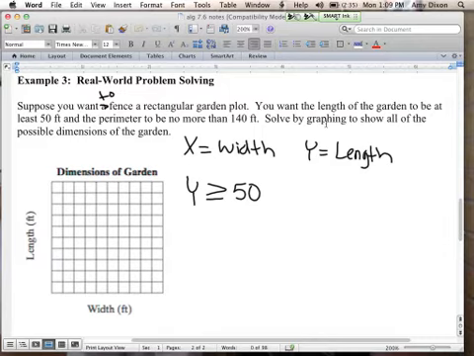The other one has to do with perimeter. Perimeter can be no more than 140 feet, which means we're going to use less than or equal to. But we first have to figure out what perimeter is. How do we find perimeter? Add up all the sides, right? There's 2 lengths and 2 widths. So the formula is 2x plus 2y. That's perimeter. It has to be less than or equal to 140. So those are our 2 inequalities.